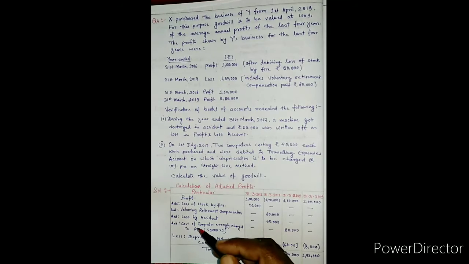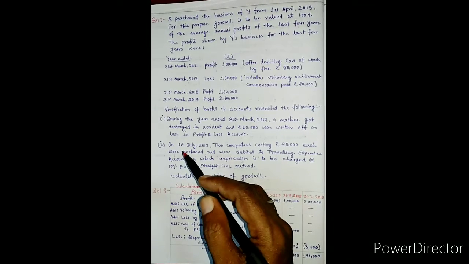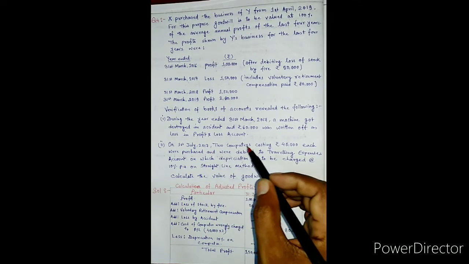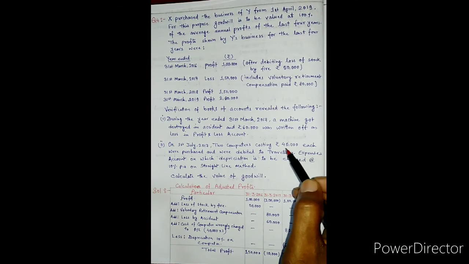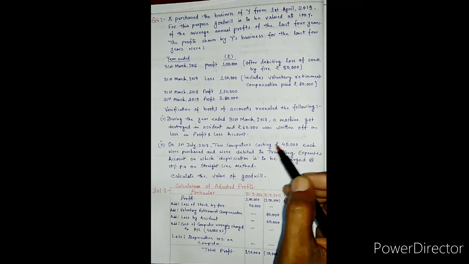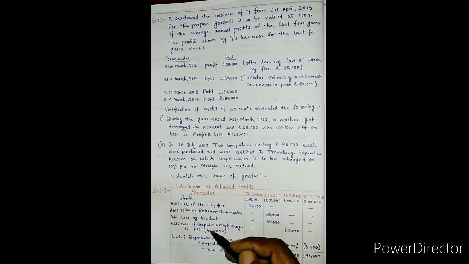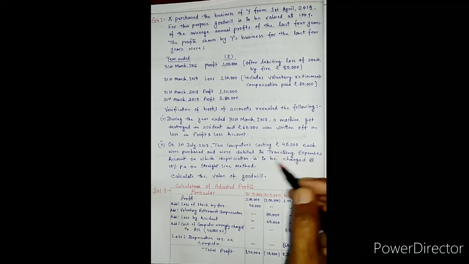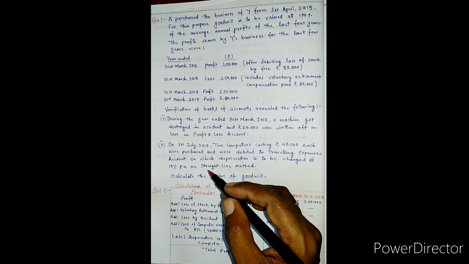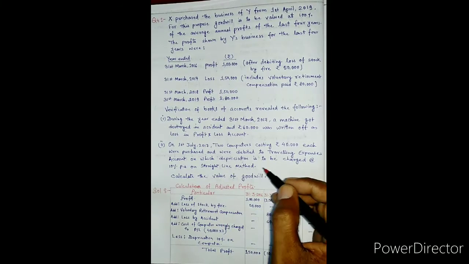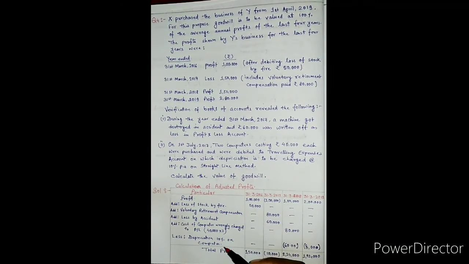Now add the cost of computers which were wrongly charged to PL account. Here, on 1st July 2017, two computers costing rupees 40,000 each. This amount was wrongly charged to PL account. So here we have to add this 80,000. 40 into 2 is 80,000 in 2018. Then here the depreciation 10% is charged on straight line method. So we have to less this depreciation 10% on computer.